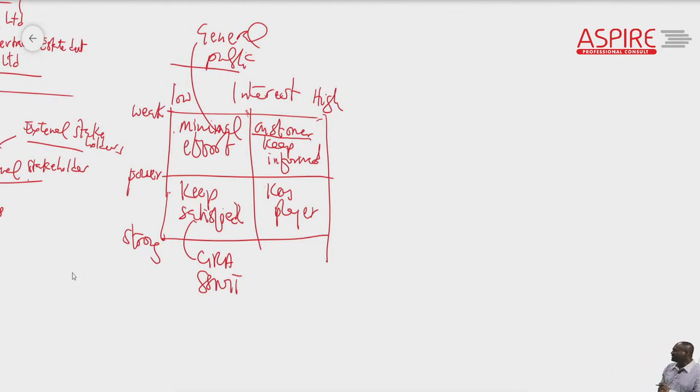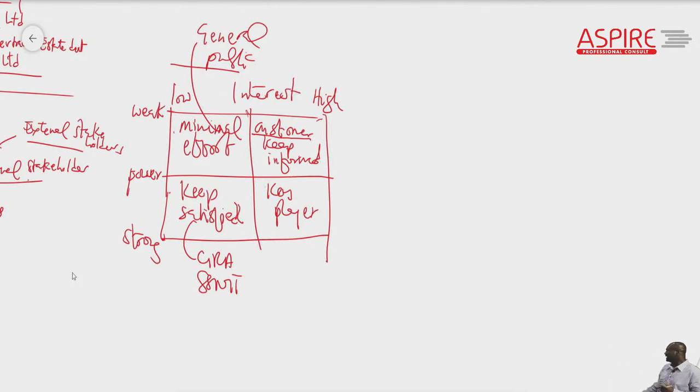Now, if an external stakeholder has low interest in your success, but their power is strong, how do you strategically respond to such a stakeholder? You keep them satisfied. A good example of that is GRE, SNIT, and the others. Those are statutory bodies who do not care about your success, but are interested in putting regulations in place to check you.